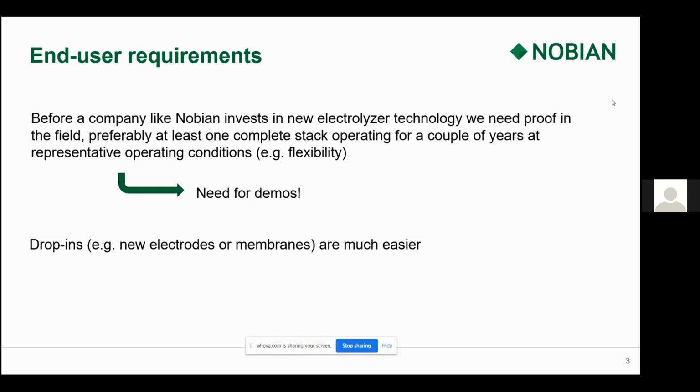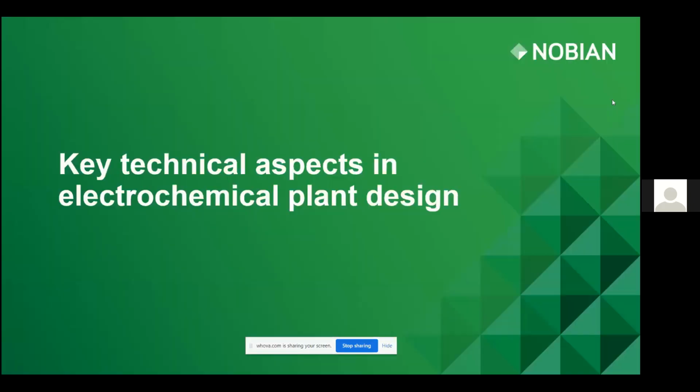On the other hand, if you're just developing a new electrode or a new membrane, and you can basically just put it into an existing electrolyzer, life is much easier, because then we as a company, well, of course, we are not willing to take major risks, but testing a new membrane in a cell is relatively easy. So that makes for easier implementation.